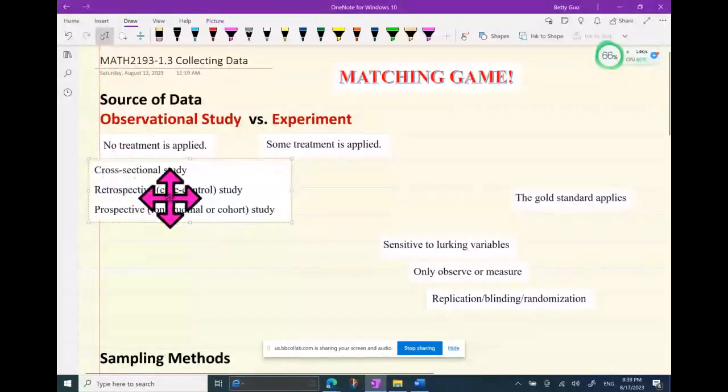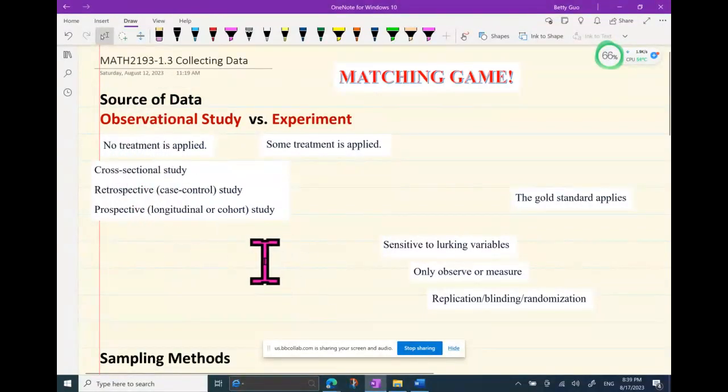In fact, this is the classification of observational study. You just need to know we have three different types of observational study. Depending on the purpose of your research, you can choose one of the three.